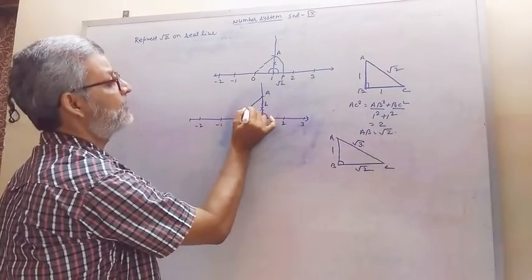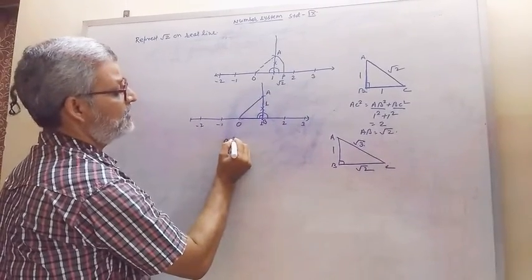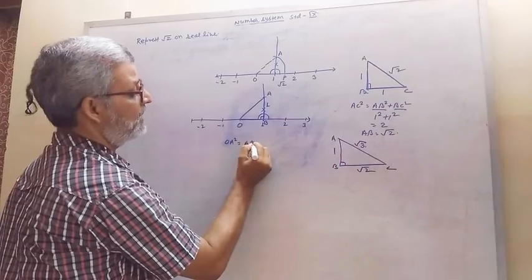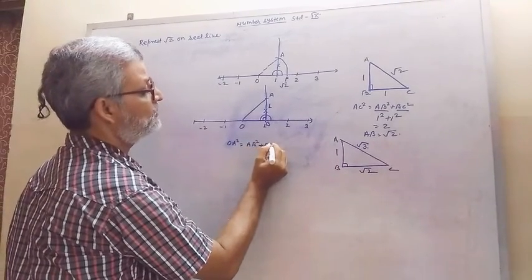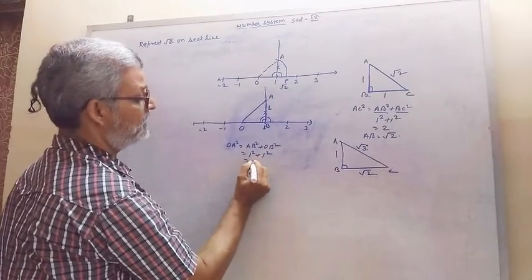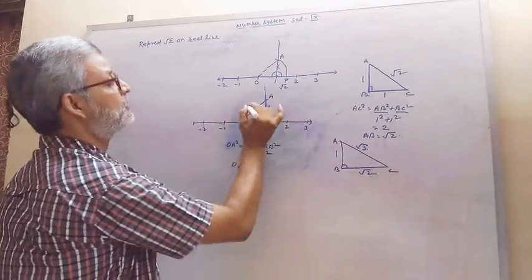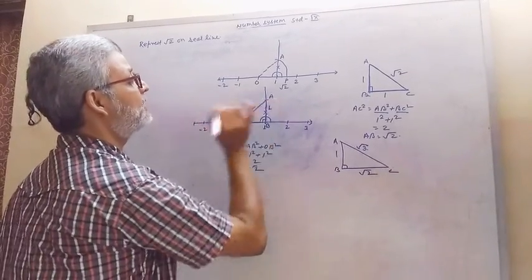If you join this one, then OA square is equal to AB square plus OB square, that is 1 square plus 1 square, that is 2. So OA is equal to how much? √2. So this value we will get √2.